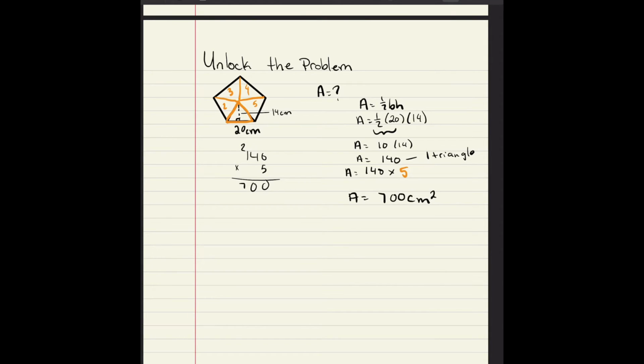And don't let the 5 mess you up. It's not 700 centimeters to the 5th power. It's just because we multiplied centimeters here and centimeters here, so our answer was really 140 centimeters squared times 5 sides. So since 5 has no units with it, the centimeters squared just stays the same. So it's 700 centimeters squared.